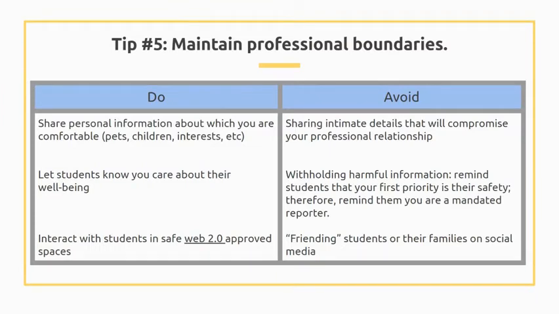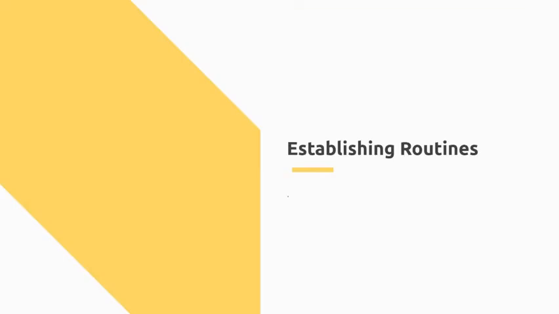Tip number 5, maintain professional boundaries. While we want to get to know our students and show them they are valued, we must remain professional as educators. Here are some do's and don'ts with regard to professional boundaries in educator to student relationships. In the next section, we will discuss how establishing routines provides opportunity for relationship building in a remote environment.